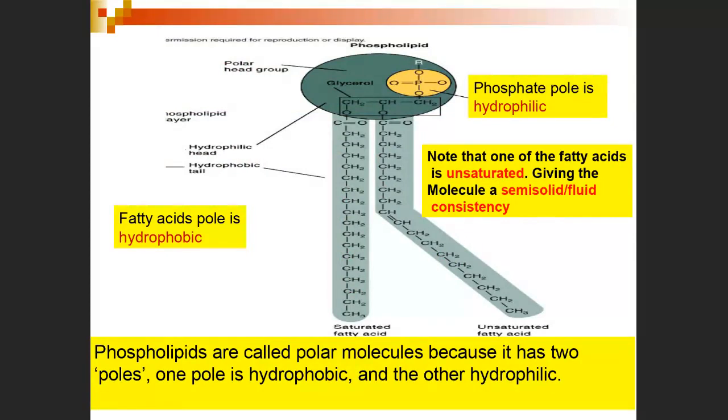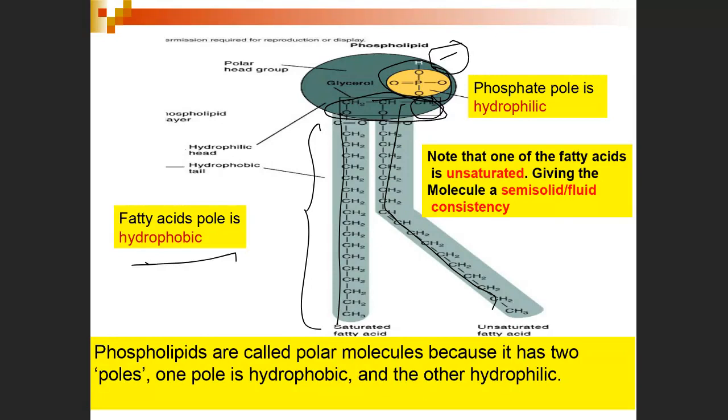So here is the glycerol. Here are the 2 fatty acid chains, and then the 3rd carbon, instead of having a fatty acid chain, we have the phosphate group. The phosphate group has negative charges. So now we have a charged part of the molecule, and we have a hydrophobic, uncharged part of the molecule. So this is the hydrophobic end, this is the hydrophilic end of the molecule. Notice the fatty acids, one is saturated, the other one is unsaturated, so the consistency is going to be a semi-solid fluid consistency.